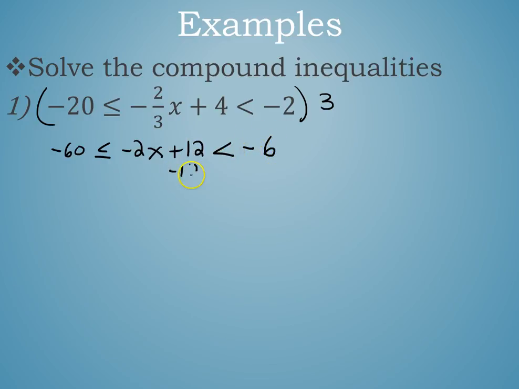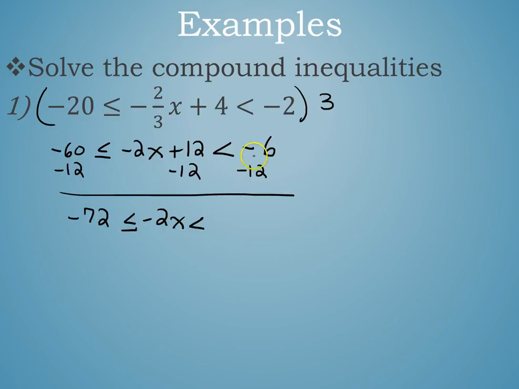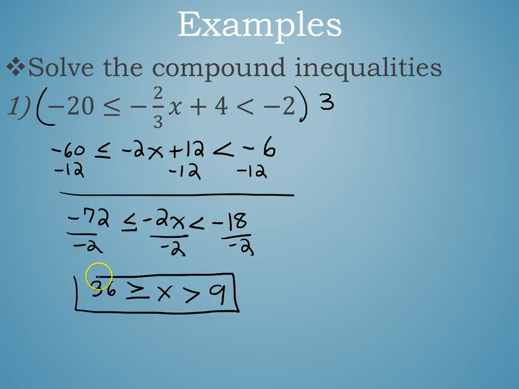So now we subtract 12 from everything. Negative 60 minus 12 is negative 72, less than or equal to negative 2x, less than negative 6 minus 12 is negative 18. Don't forget, they have the same signs, so we just add the numbers and keep that sign. And now we divide everything by a negative 2. Negative 72 divided by negative 2 is a positive 36. Divided by a negative, so this inequality flips and becomes greater than or equal to. x greater than negative 18 divided by negative 2, which is a positive 9.